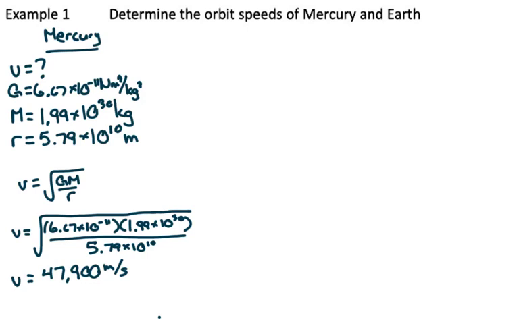However, most oftentimes orbital speeds are not referred to in meters per second, they're referred to in kilometers per second. This would be the equivalent of 47.9 kilometers per second. Meaning that Mercury, as it's going around the Sun, moves 47 kilometers every second.